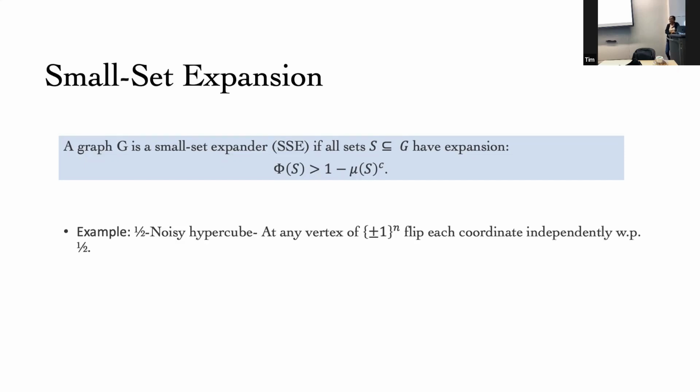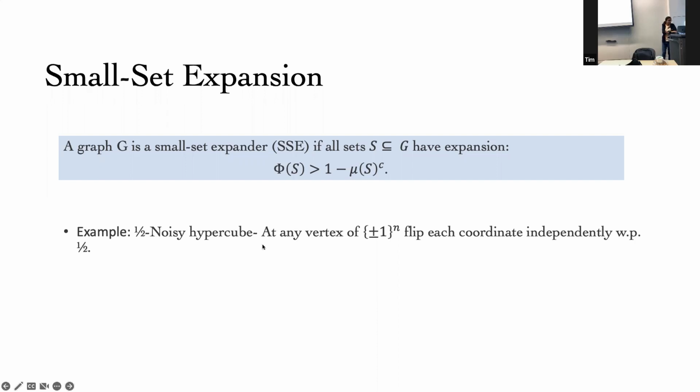And a canonical example of a small set expander is the half noisy hypercube. So you have your vertices as plus minus 1 to the n. And to generate its edges, what you do is you flip each coordinate with probability half. Sorry, you're saying this will generate such a graph with high probability or something like that? So this is a fixed graph. The edges are weighted actually. So the weight is the probability of the transition. Yeah, exactly.